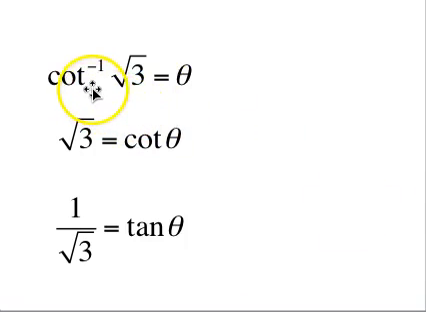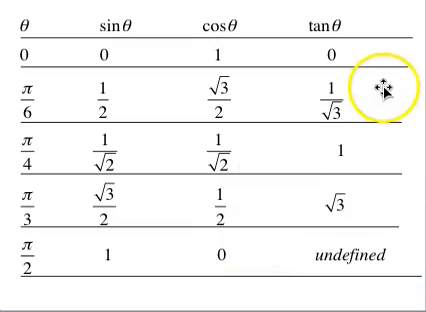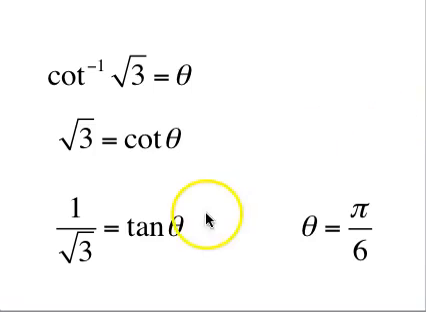Now how about the arccotangent of the square root of 3? What will that be? Well, that tells us then that root 3 is the cotangent of theta. So if that's the case, we can take the reciprocal of both sides. The reciprocal of cotangent is tangent, and the reciprocal of root 3 is 1 over root 3. So if we look at the table, going backwards from 1 over root 3, tangent of what is 1 over root 3? Tangent of pi over 6 is 1 over root 3, and we get our answer is pi over 6.